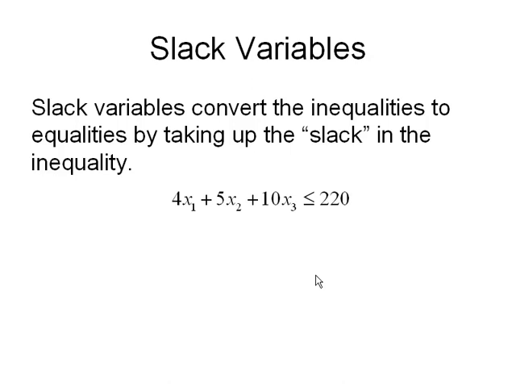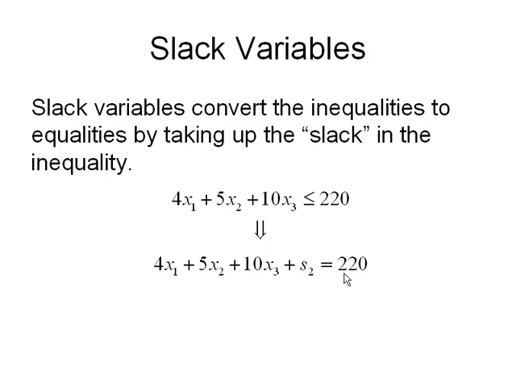So let's look at the other constraint. 4x1 plus 5x2 plus 10x3 is less than or equal to 220. I need to add just enough to the left-hand side so that I end up with these being equal. So I'm going to add a slack variable, S2, which is positive, and I'm going to add just enough so that instead of the left-hand side being less than or equal to 220, it's going to be equal to 220.